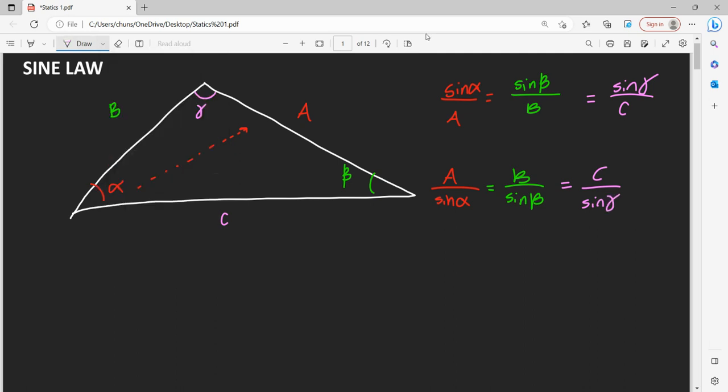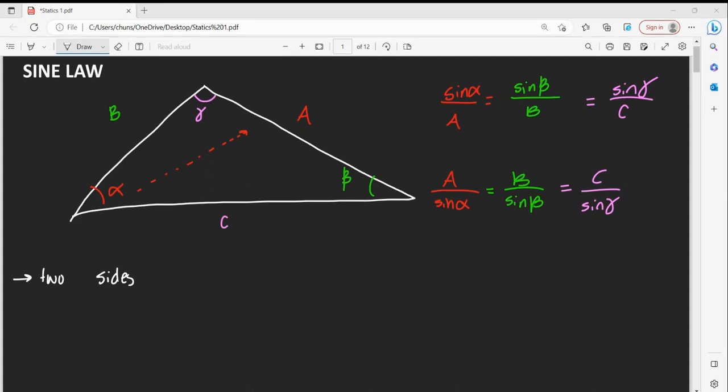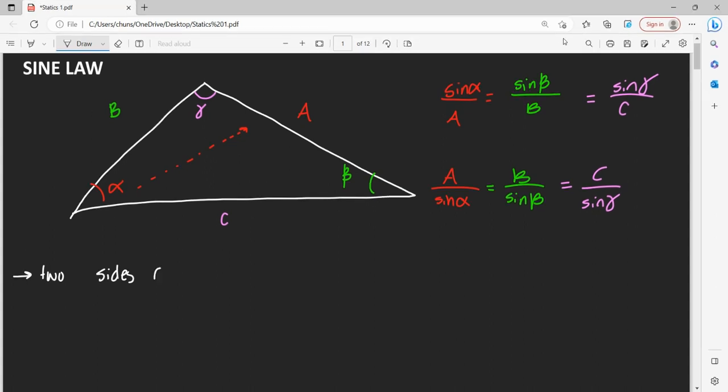So sine law is great to use when you have two sides and one angle, or when you have two angles and one side.